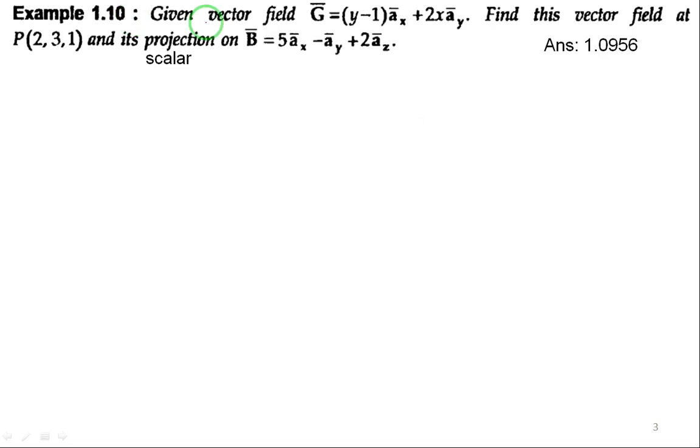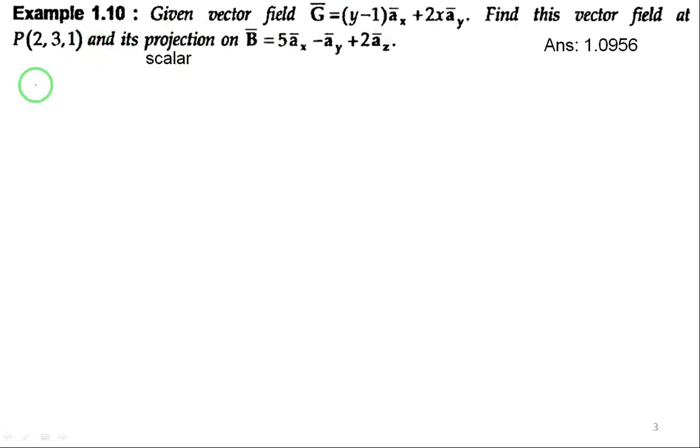Okay, we will start with the first numerical. Given the vector field G vector, find this vector field at point P, and its scalar projection on B vector. In the previous class we have seen scalar projection and vector projection. Also called scalar component for scalar projection and vector component for vector projection. Both are one and the same.